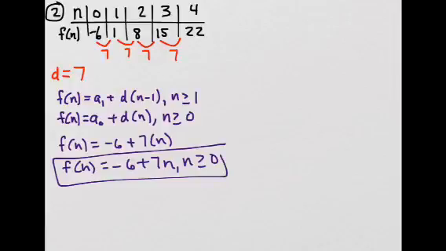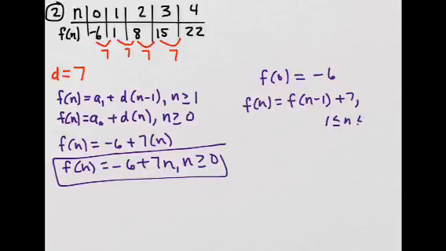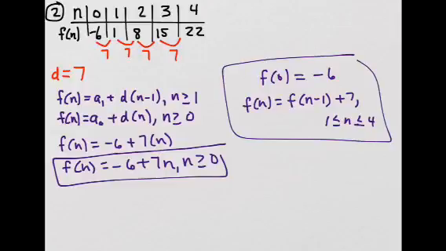For the recursive, we start with f of 0, that's our first number, and then f of n equals the previous number, or previous term, plus 7 for n. Now n goes from 1 to 4, right? We have the first number right here, this number right here, but then we still have to account for these 4 right there, right? So n is between 1 and 4. So here's the recursive, and here's the explicit.